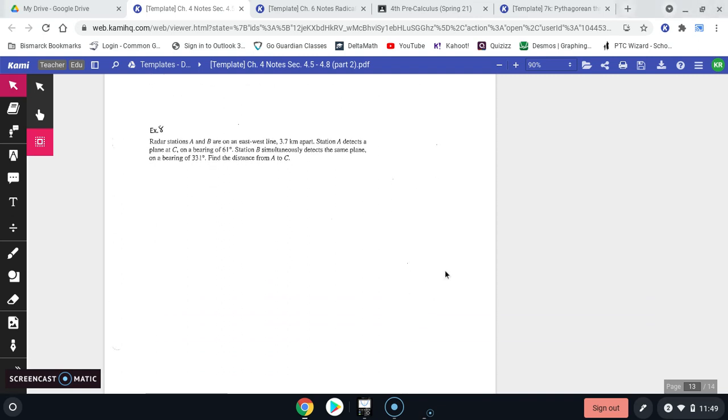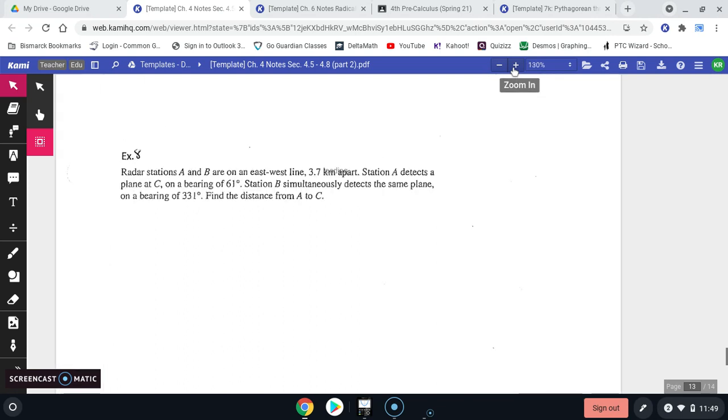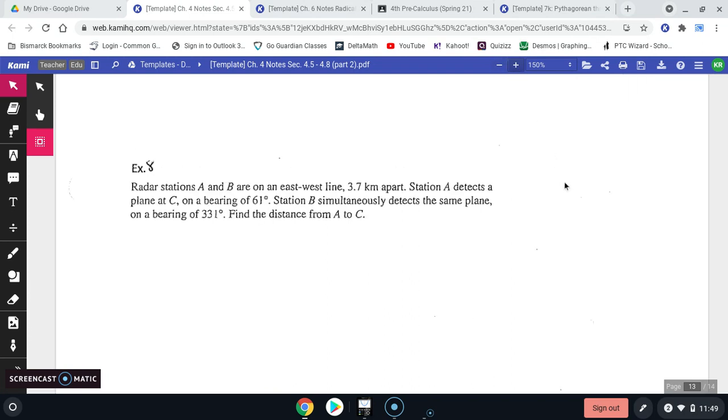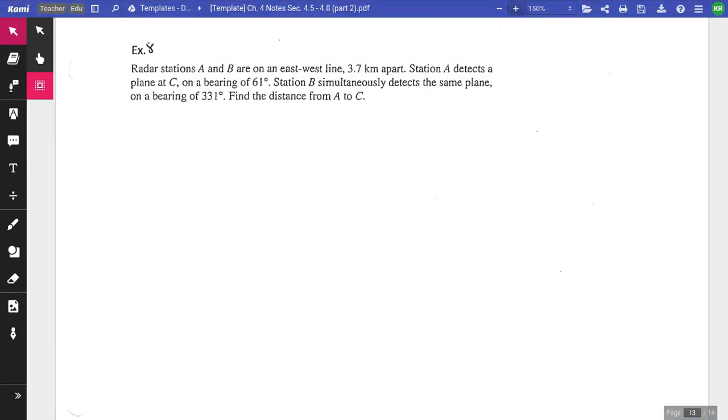All right, we've been working with bearing, and there are two different methods with which you can calculate bearing. So this is finishing up the first version where you always start at due north, and then you count from there going clockwise. Okay, so this example, radar stations A and B are on an east-west line 3.7 kilometers apart.